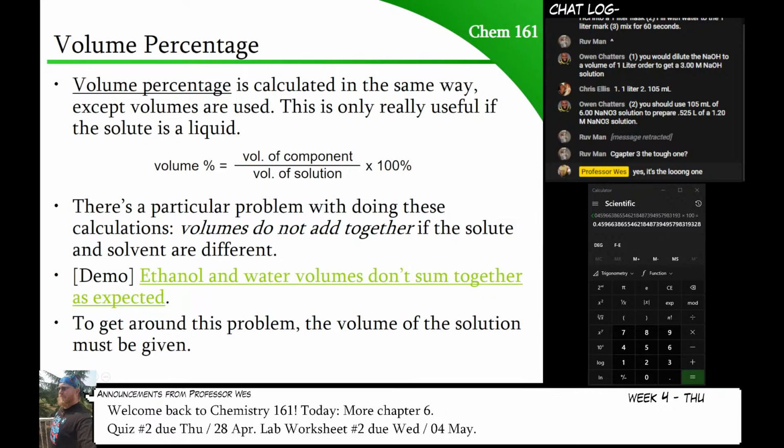So the takeaway here is that you cannot add volumes together. The volume of the solution must be given for a volume percent problem. If you don't have that number, you can't solve the problem, or you have to do it experimentally and go get the number yourself. All right. So keep that in mind if you're ever given a volume percent problem. Don't just add your volumes together because you will generate a lot of error that way.